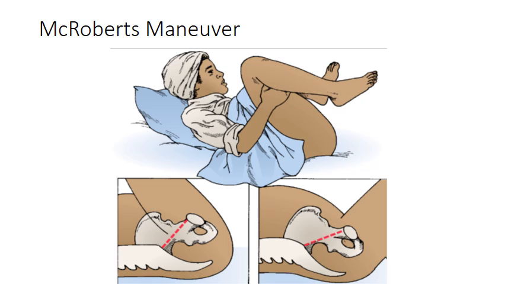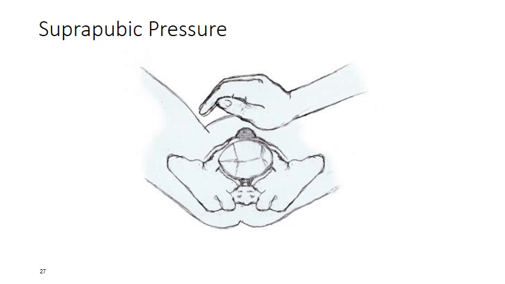Here's McRoberts, which basically means that we pull mom's knees almost back to her shoulders, and that helps to straighten out and widen that pelvic arch. Suprapubic pressure is when you put pressure on the back of the shoulder in an attempt to turn the baby slightly so that the shoulder will slip underneath that pubic bone.